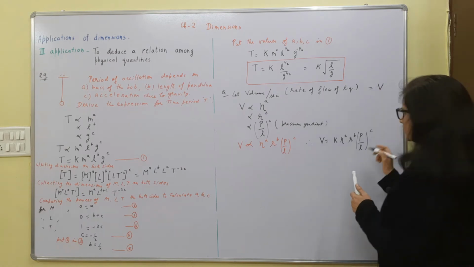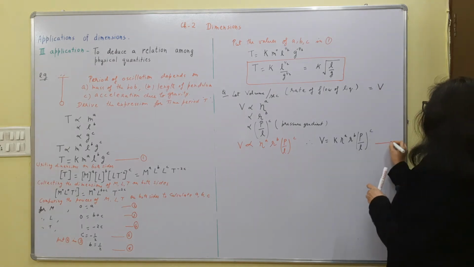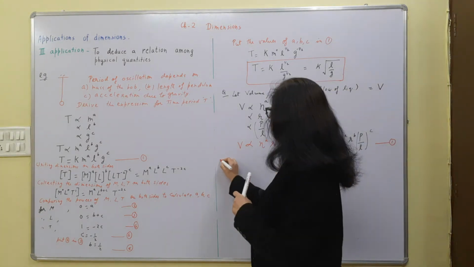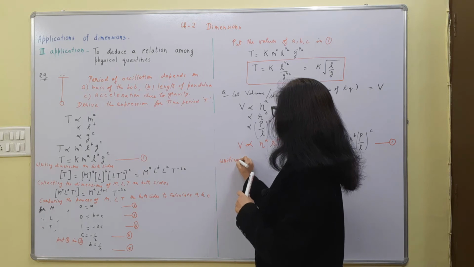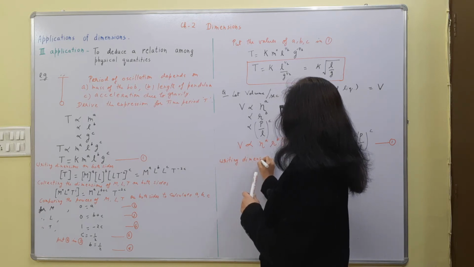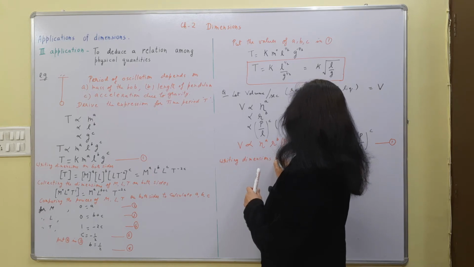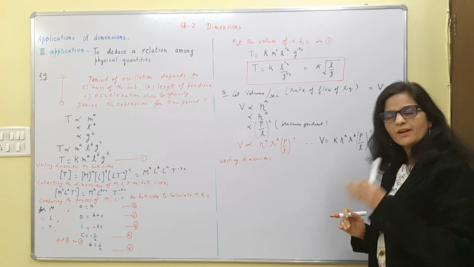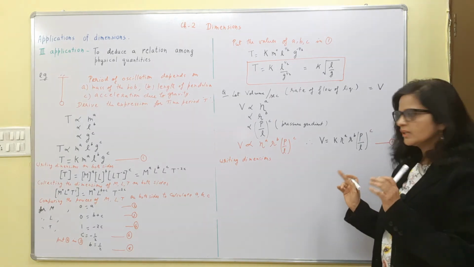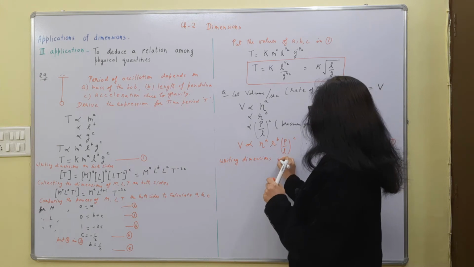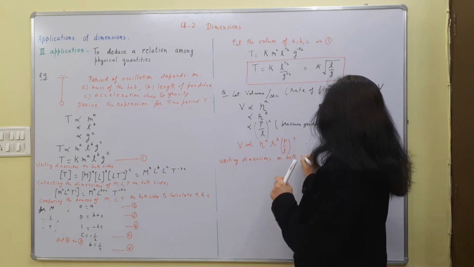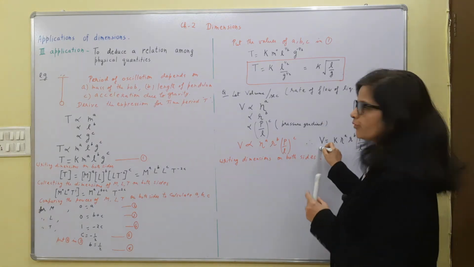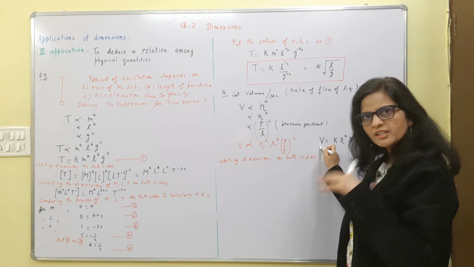Now writing the dimensions. Next step is writing the dimensions on both the sides. In order to write the dimensions, we must know how to calculate the dimensions, because in some questions you will have to first calculate the dimension and then put in this formula. Now here, this is an important step. Why so? Because here V is not volume. It is volume per second. That is rate of flow of liquid.